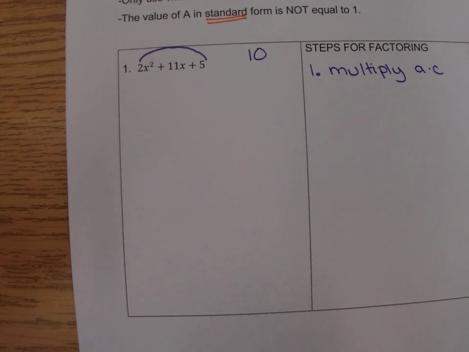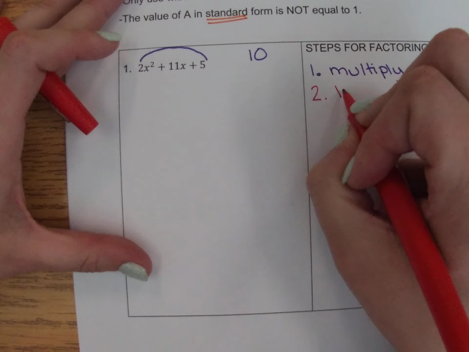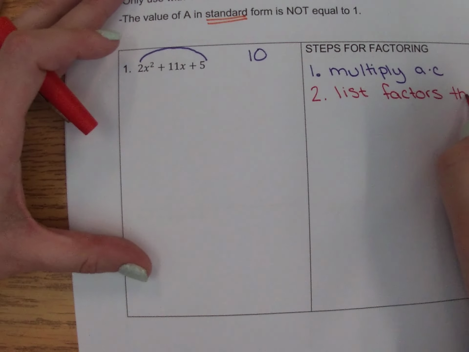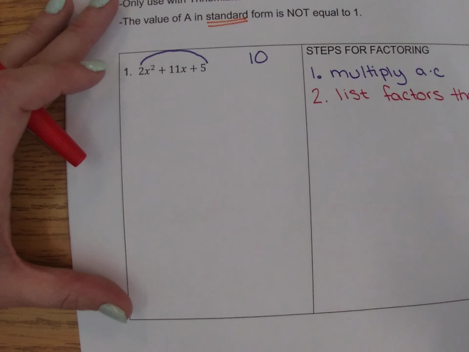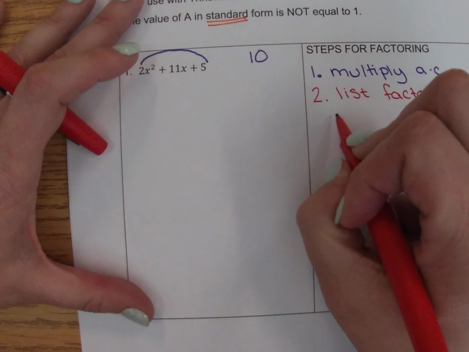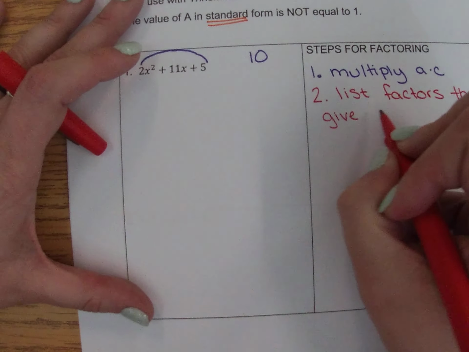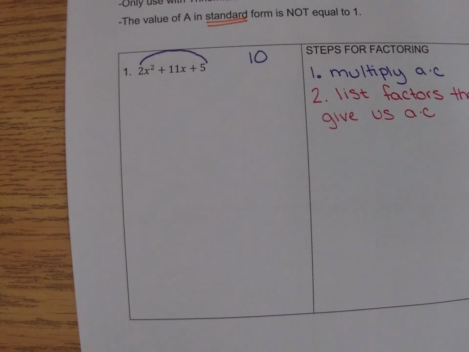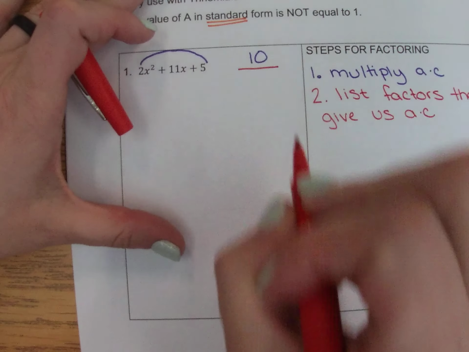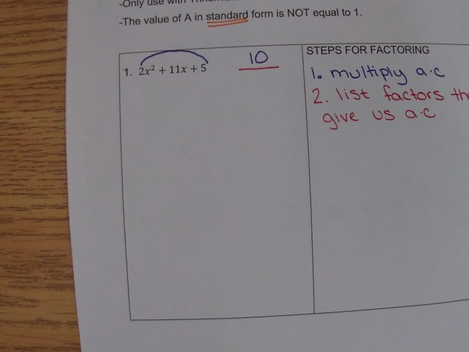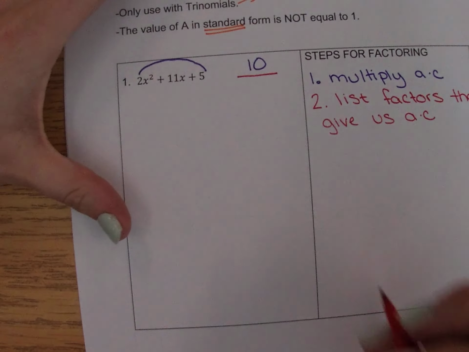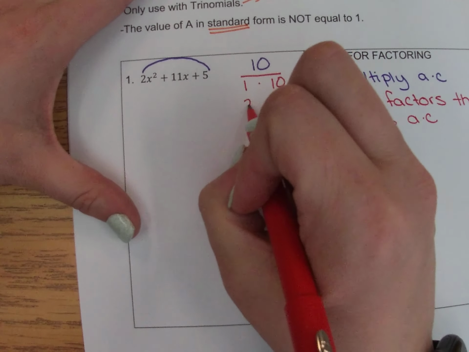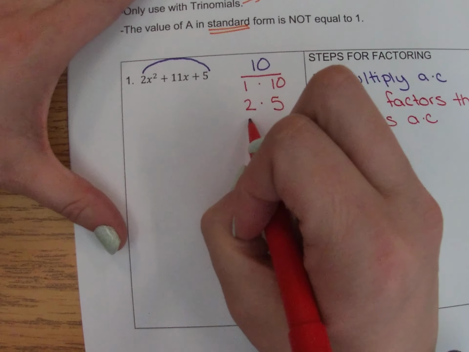My second step is going to be to list numbers that multiply to 10. So numbers that multiply up, we want like factors because they divide evenly into it. So they're going to give us a times c. A times c was 10 in this specific case. So how I kind of like to write it is I like to go in order. So instead of thinking of random numbers, I first try 1. So 1 times 10 is 10. 2 times 5 is 10.